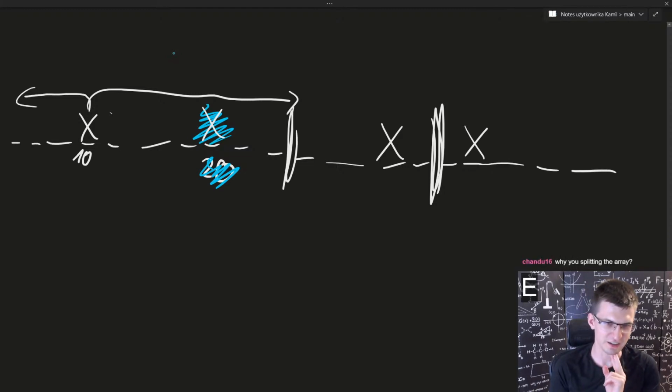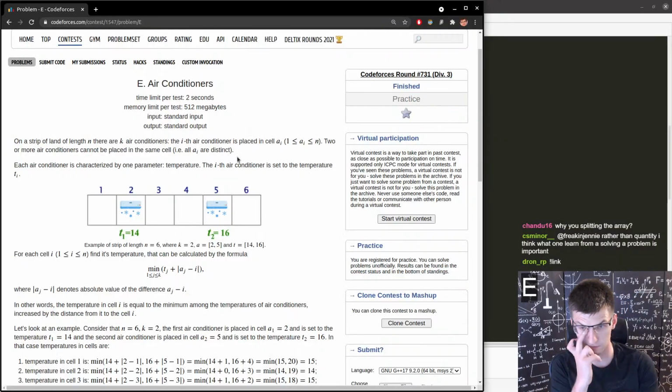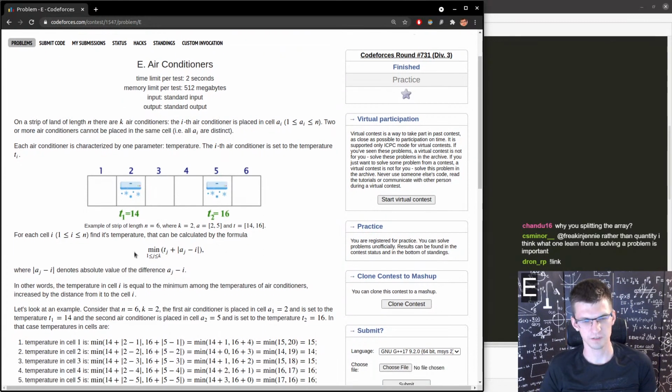Why are you splitting the array? So I'm not literally splitting, like grabbing, say this array is there, so anything like that. I don't create new shorter arrays. I just say every air conditioner on which range it will operate, and it will be important for the answer. Because for every cell the temperature is minimum out of values produced here by every air conditioner.